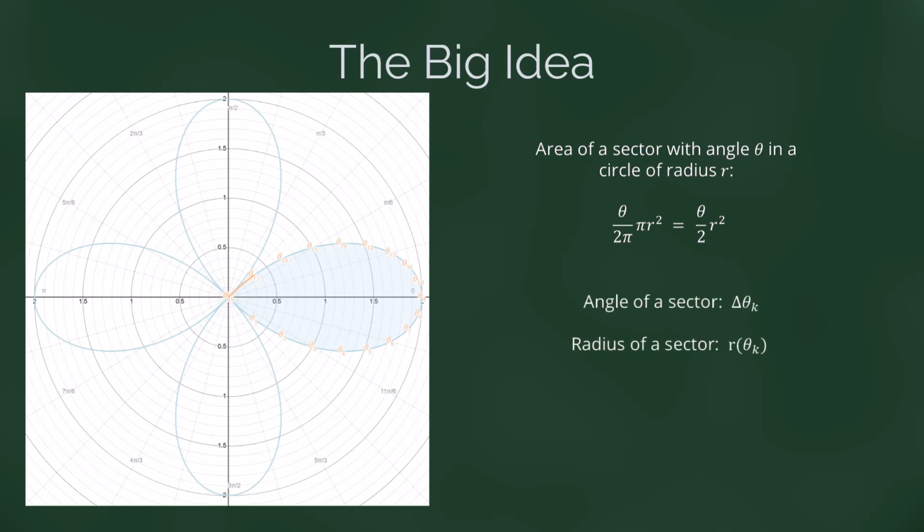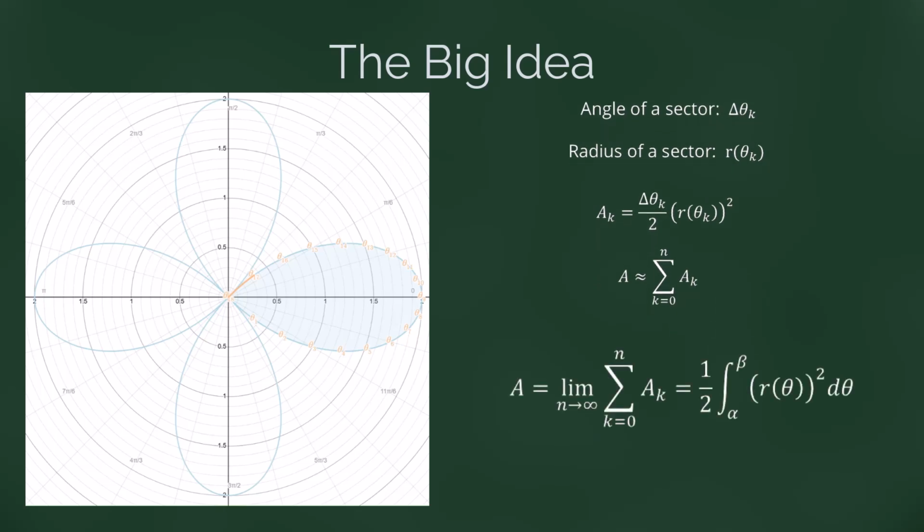If we've divided up our region into n sectors, then the angle for each of those is going to be delta theta sub k, and the radius of each is going to be r of theta sub k, where r equals f of theta is the polar curve that we're working with. We then know that the area of each of our sectors, a sub k, is going to be delta theta sub k, the angle, divided by 2, times r of theta sub k, the radius, squared. If we add all of these up, then our area is approximately the sum from k equals 0 to n of a sub k.